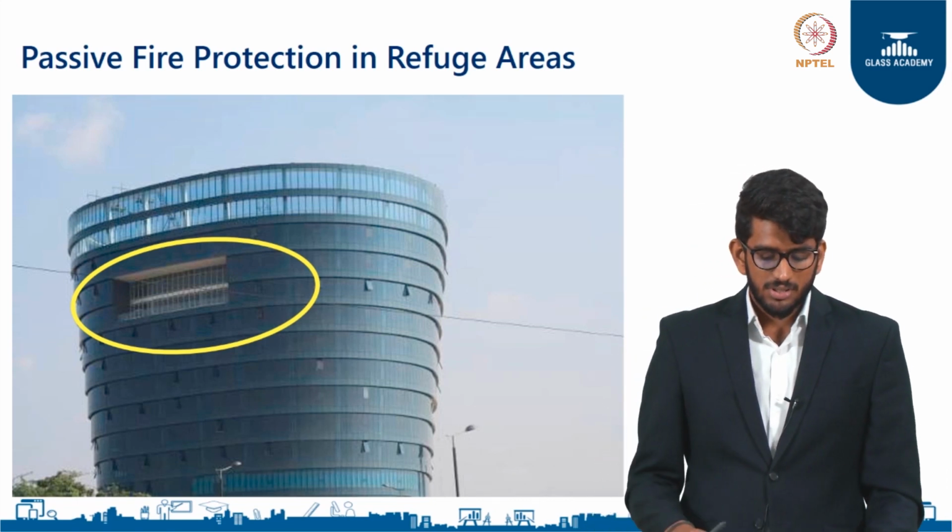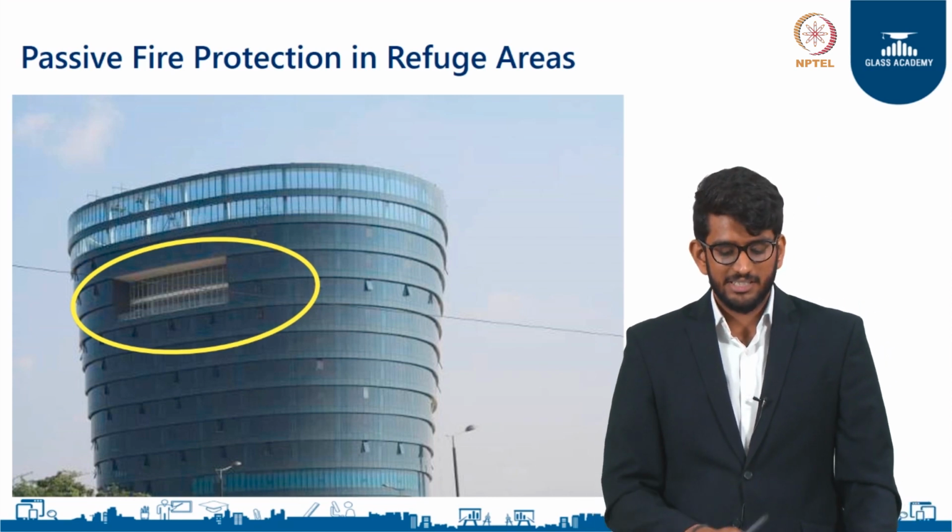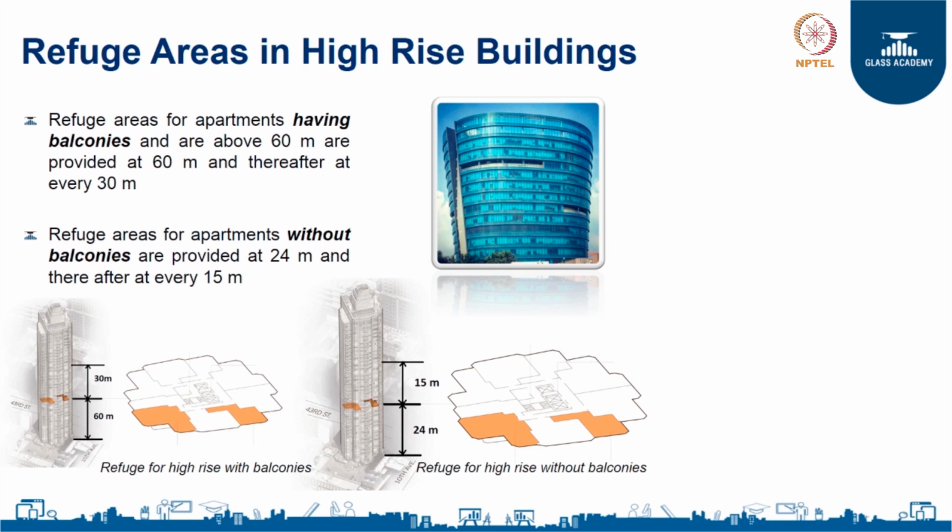The reason why we need to look at this application is because the building code says that every high rise building, if it is an apartment that we are talking about, and if the apartment does not have a balcony, then there needs to be a refuge terrace at the first 24 meters, and then at every subsequent 15 meters. So that people on the higher floors have a chance during a fire, when an alarm goes off, to all come to the refuge area and take refuge there.